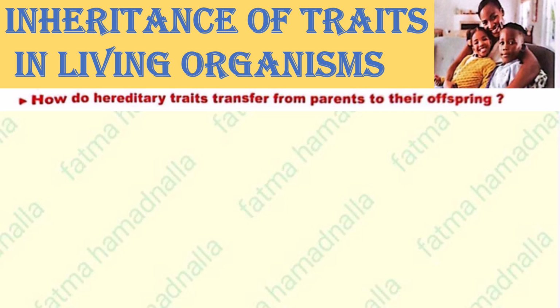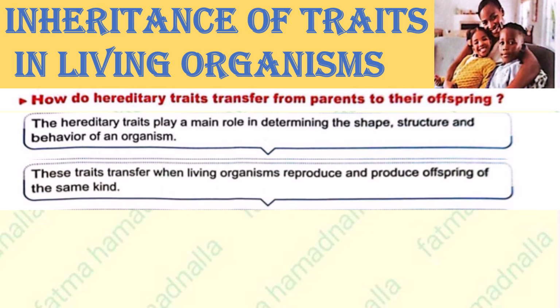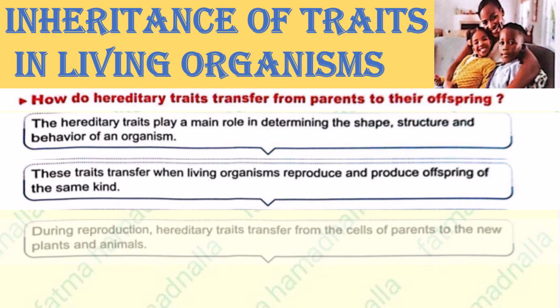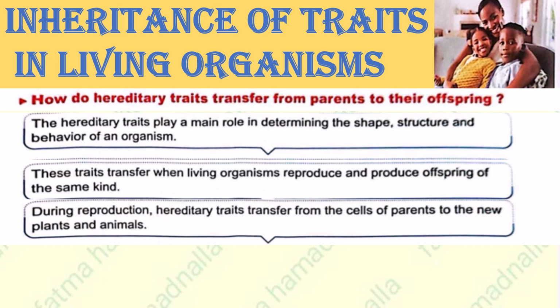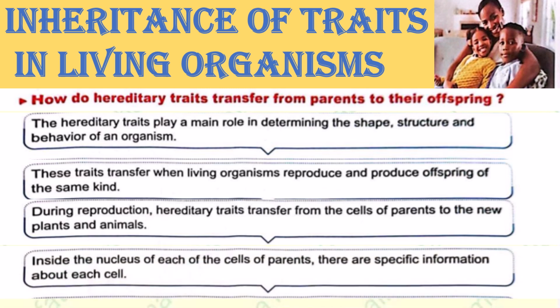Now let's talk about the inheritance of traits in living organisms. How do hereditary traits transfer from parents to their offspring? Hereditary traits play a main role in determining the shape, structure, and behavior of an organism. These traits transfer when living organisms reproduce and produce offspring of the same kind. During reproduction, hereditary traits transfer from the cells of parents to the new plants and animals. Inside the nucleus of each of the cells of parents, there is specific information about each cell. Okay?